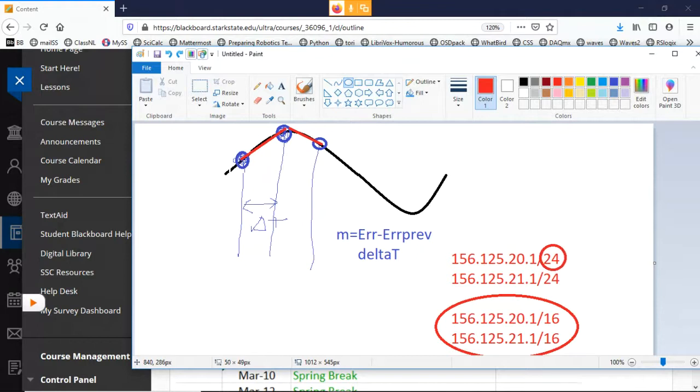The subnet mask /24 says 24 bits is the mask. So what that says is that these 3 numbers are the network. And since these 3 numbers are different than these 3 numbers, you're on 2 different networks. But over here, /16 says only the first 2 numbers are the network, and so therefore you're on the same network.